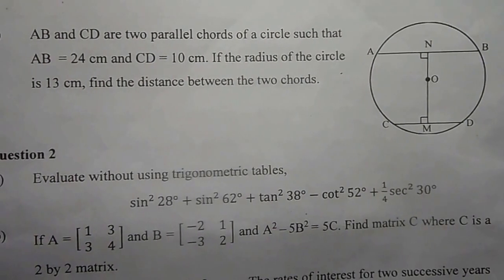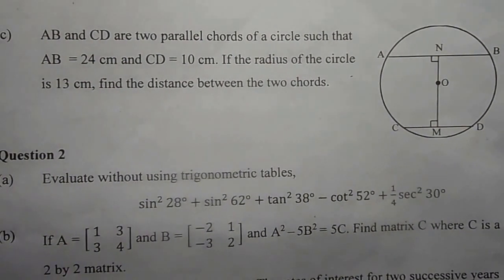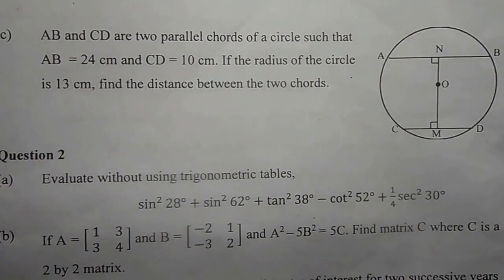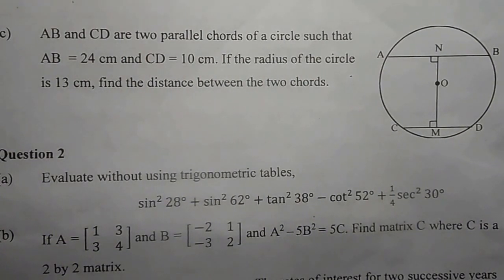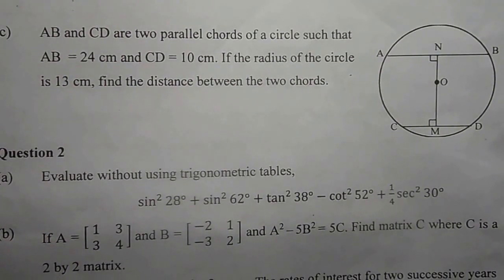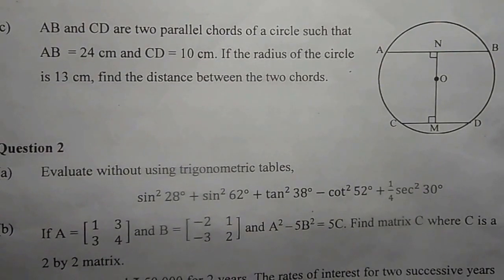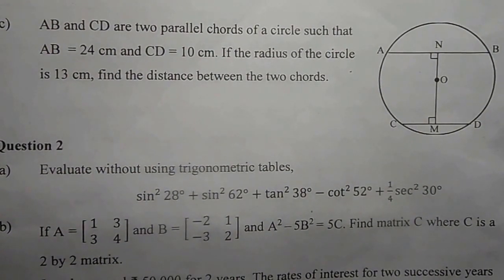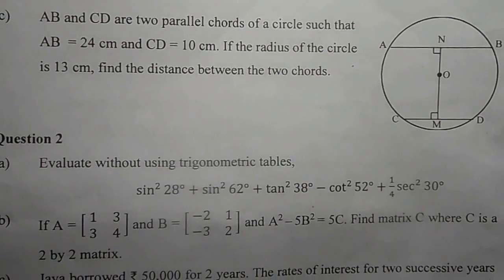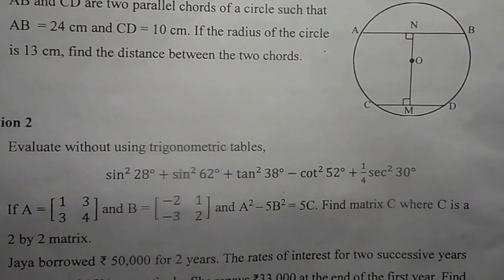Question number C. Now I'll read out the question for you. AB and CD are two parallel chords of a circle such that AB is equal to 24 centimeter and CD equals 10 centimeter. If the radius of the circle is 13 centimeter, find the distance between the two chords. Now it is as easy as Pythagoras theorem. Okay, now you have to apply Pythagoras theorem.